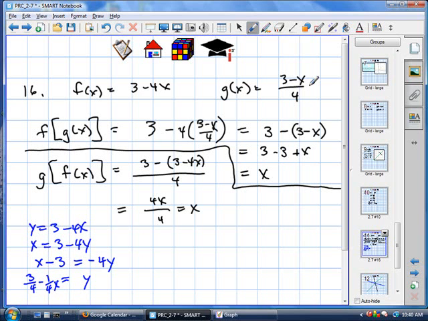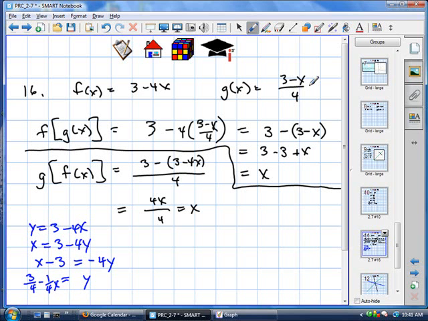So, let's compose them. So here they are. Number 16, they give you these two. They say this is F and this is G. I believe those are correct right out of the book, right? They gave them to you. How can we prove algebraically that they're inverses? Way 1, find f of g of x.